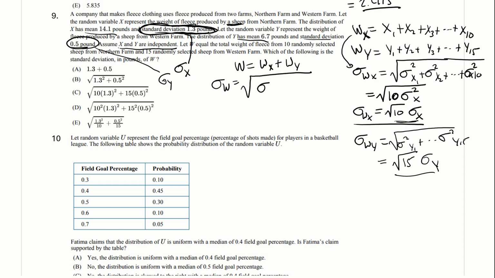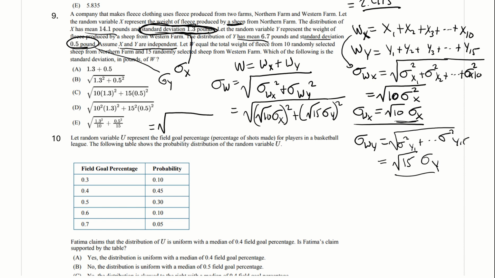So it's the square root of sigma wx squared plus sigma wy squared. And then when we plug it in, we get the square root of 10 sigma x squared plus the square root of 15 sigma y squared. All right, and just because I'm out of room, I'm going to put it over here. So then we get the square root of, what's the square root of 10 squared? That's just 10. So it's 10 times sigma x squared.